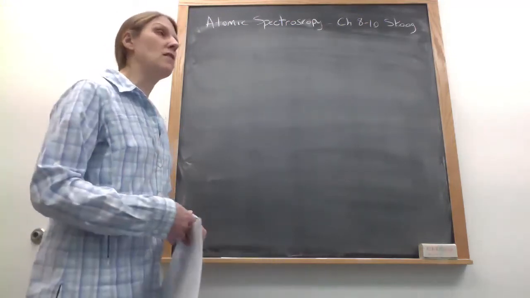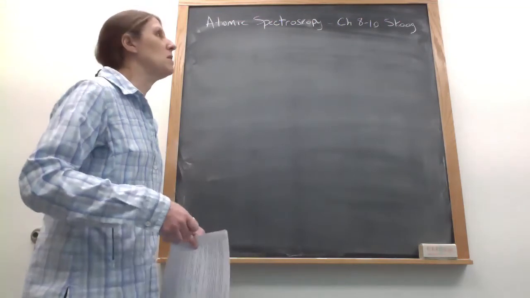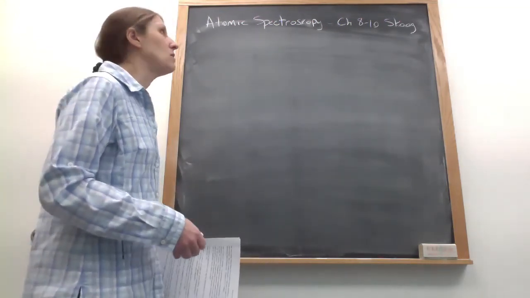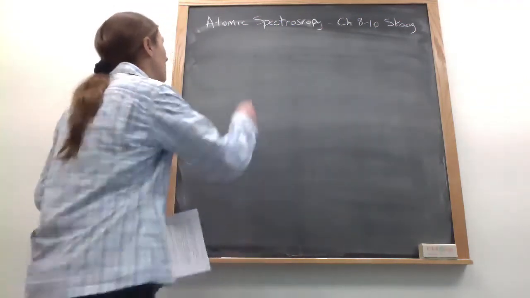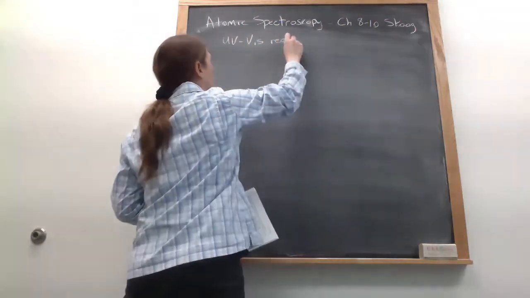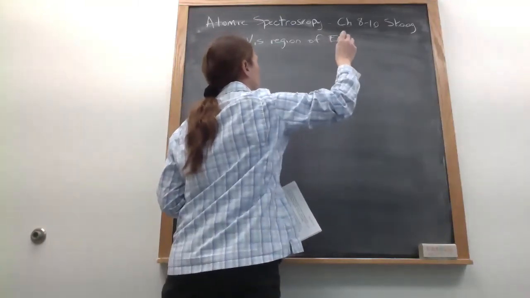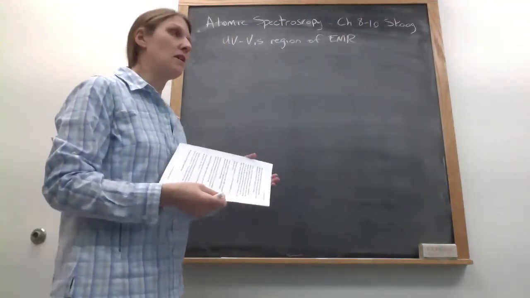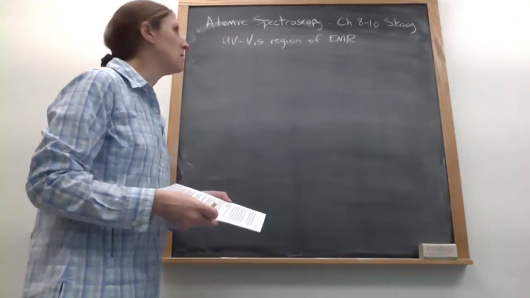Atomic spectroscopy is essentially the same as UV-vis spectroscopy, only we're dealing with atoms rather than molecules. And so there are some differences as a result, but we're still looking at the UV-vis region of the electromagnetic spectrum. And so similar to talking about UV-vis most recently, this has lots of similarities.